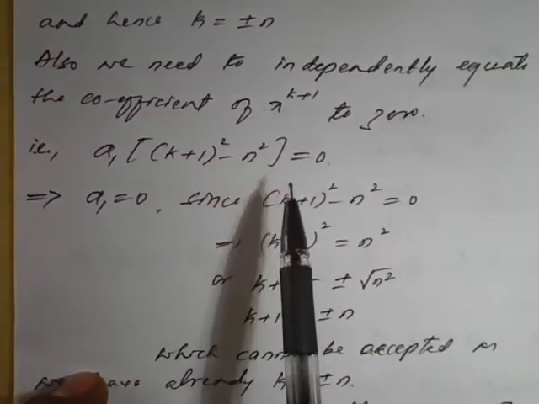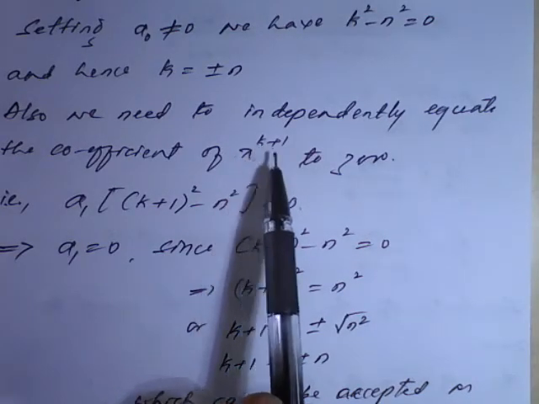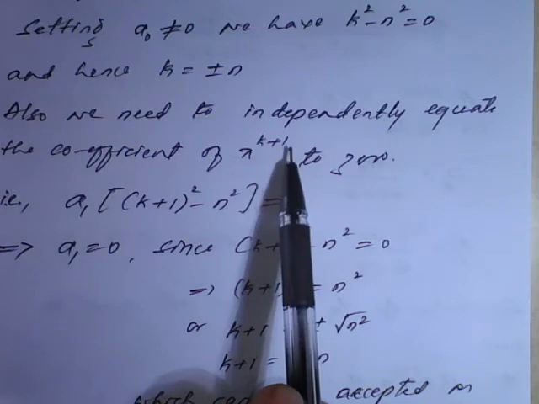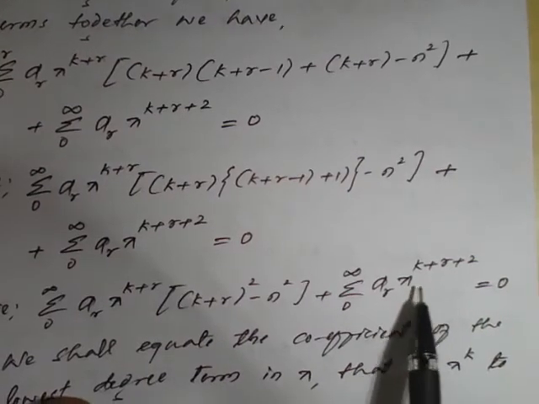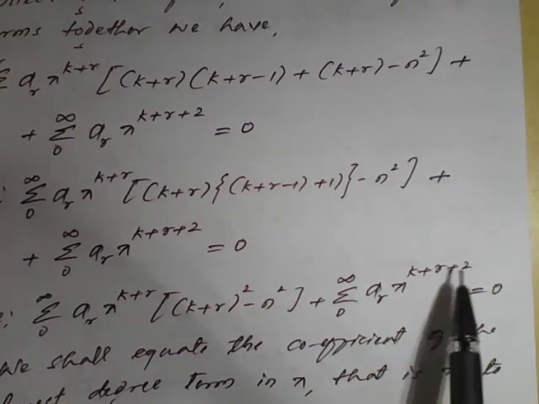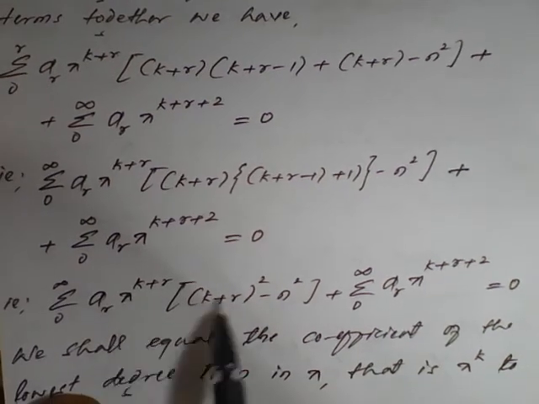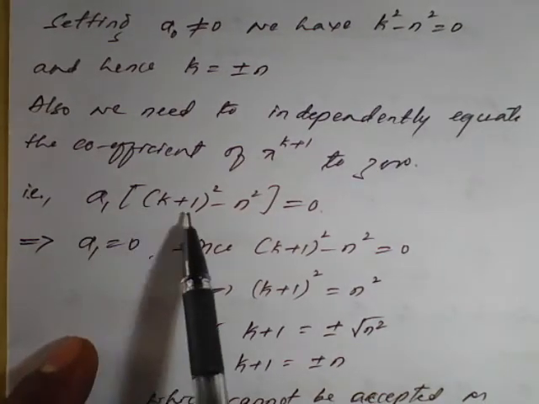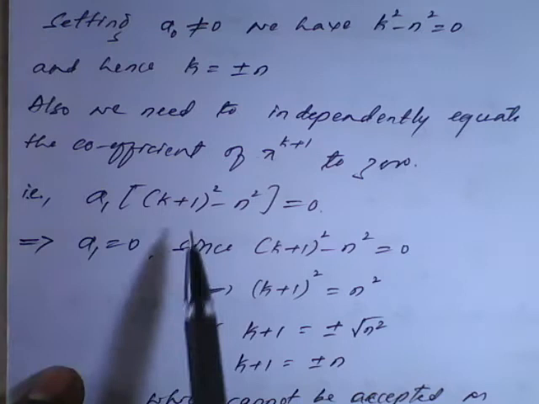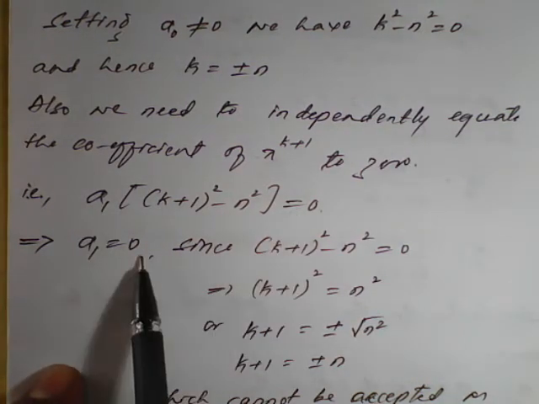So therefore, on equating, we only need to take the a1 coefficient, such that the coefficient of the function is x raised to k plus 1. So the coefficient of x raised to k plus 1 is a1 into (k plus 1) whole square minus n square, because here the coefficient of x raised to k plus 3 we will get. So we cannot take this; we can take only this term when r is equal to 1. So when r is 1, we get a1 into (k plus 1) square minus n square equal to 0, which implies a1 is 0.